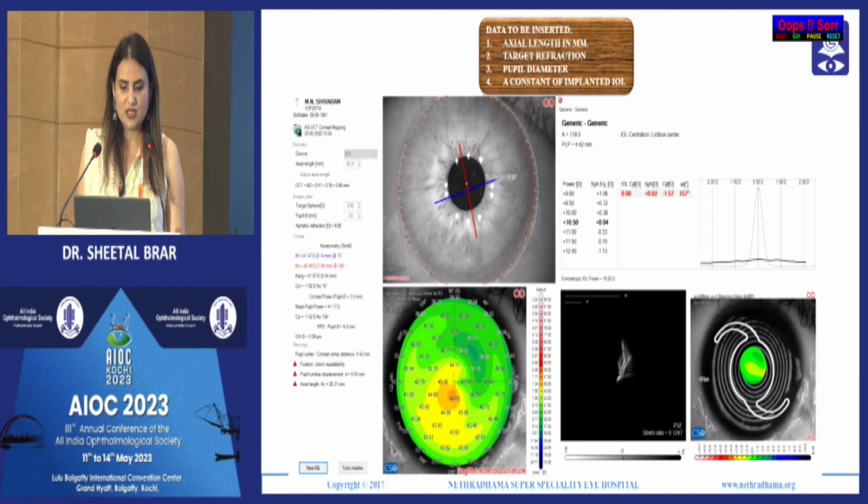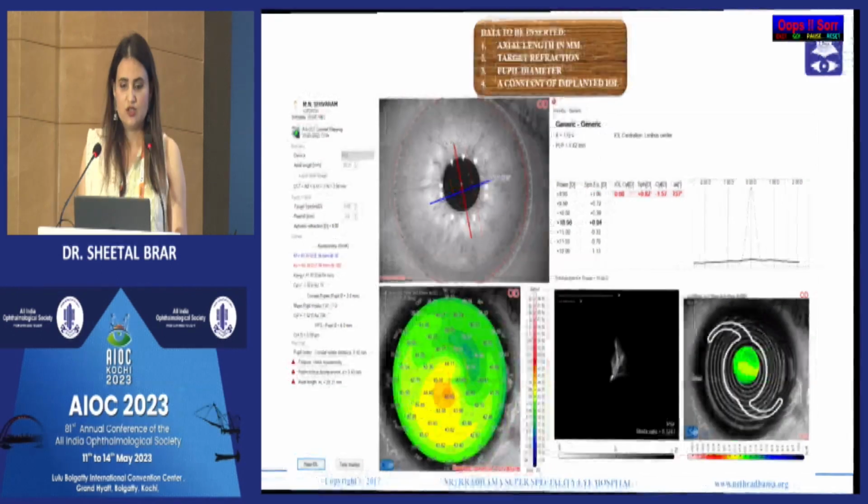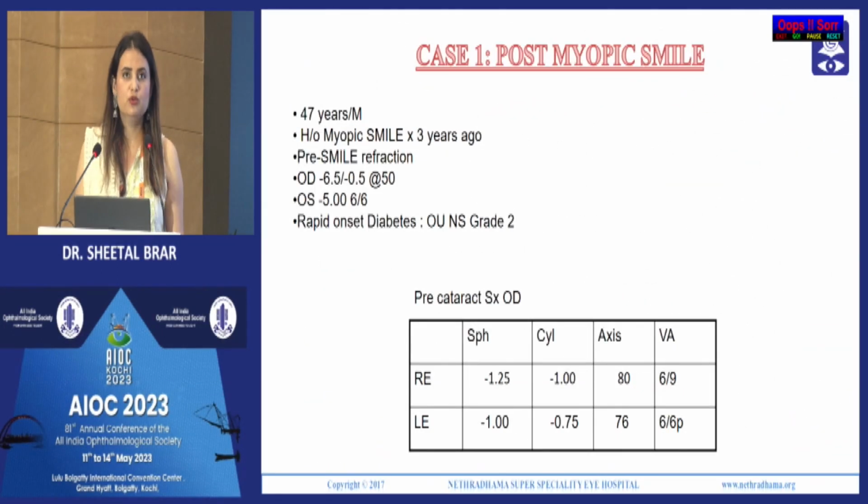use the ray tracing. The keratometry basically is measured by the ray tracing, and then what you need to enter is the axial length from your IOL Master or any other from the immersion. Also, you need to enter the target refraction, the pupil diameter, and A constant of the implanted lens. This has also been found to work on par with other formulas such as the Barrett True K formula.